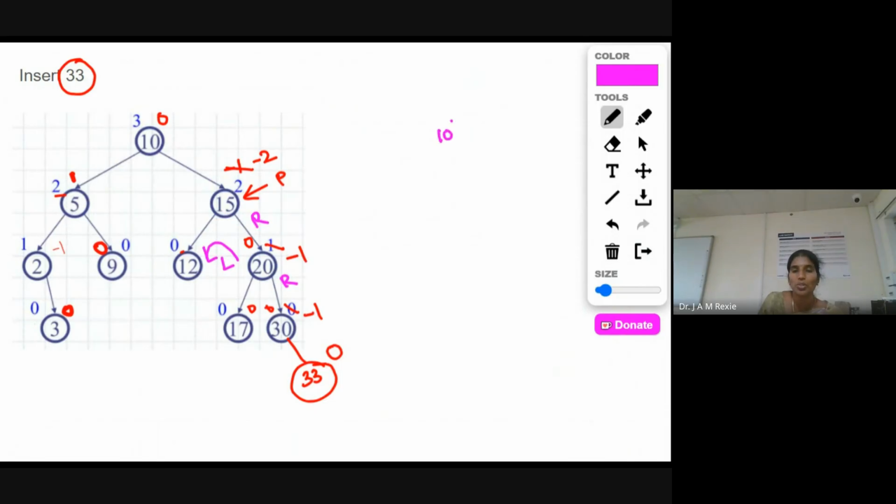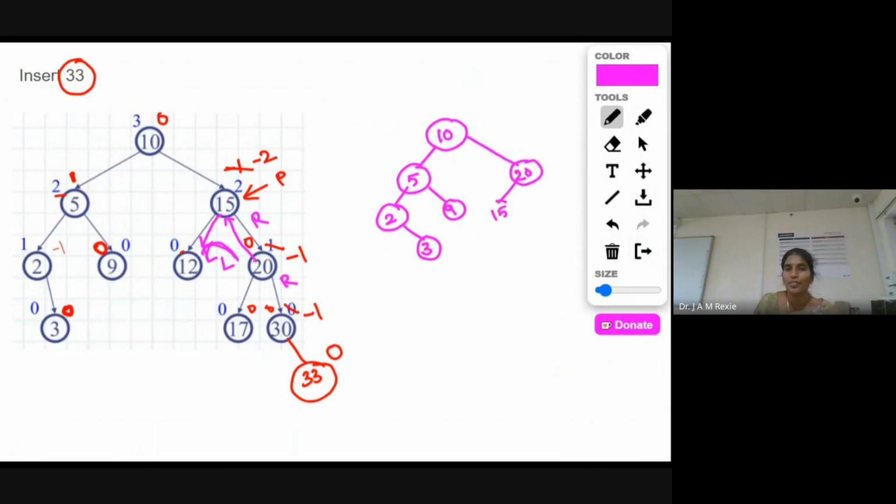The rest will be the same. So 10, 5. The others will not be disturbed. 5, 2, then 3, and here we are having 9. And here the change will be, the rotation is done here, which means 20 will be taken to 15's position and 15 will be coming to the left side of 20. So 20 and left side 15, and 15's left already is 12, and 20's right side will be having 30, and 30 is having 33.